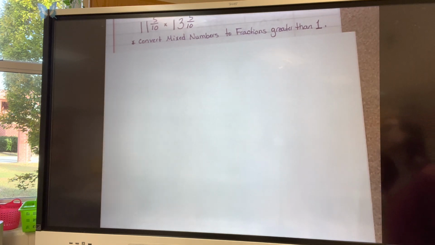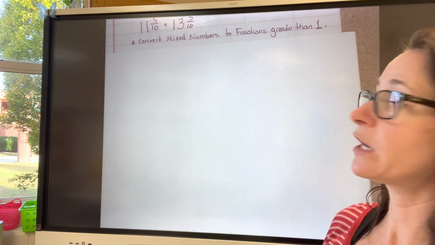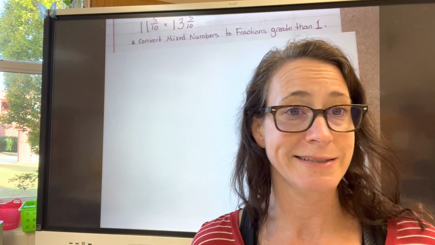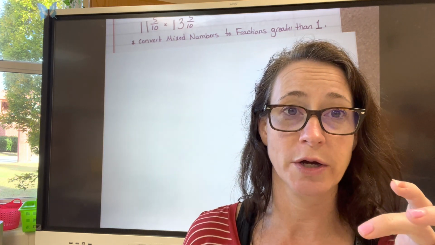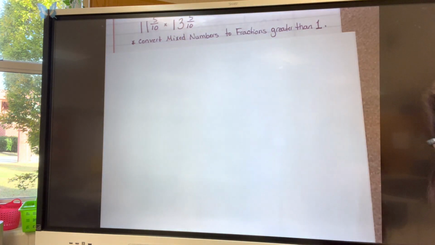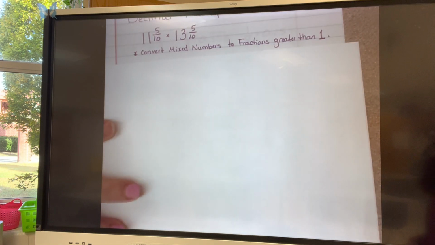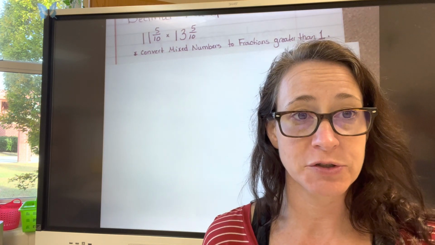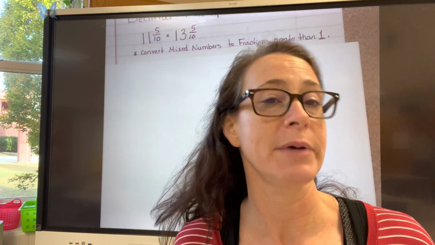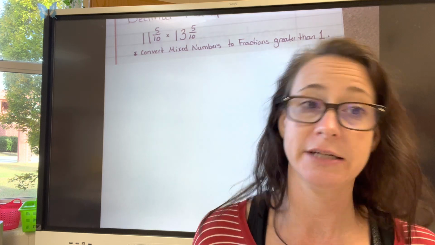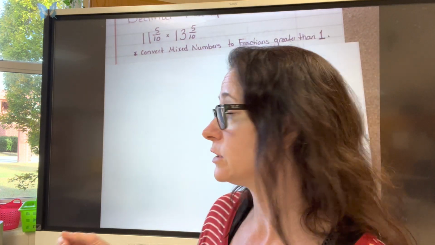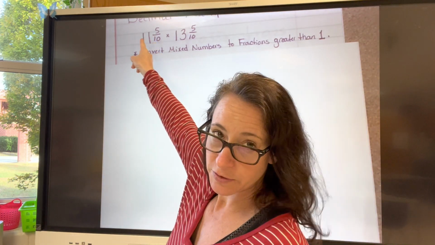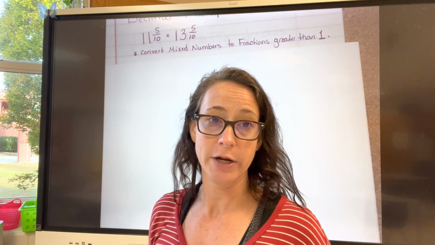Okay, so first, why is this happening? First you're going to convert your mixed numbers to fractions greater than 1. Basically what that means is you're putting the whole number back into the numerator. It's an easy way to do that. Hopefully you learned this in your elementary years: to convert a mixed number into a fraction greater than 1, we call them bobblehead fractions, you take your denominator, multiply it by your whole number, and add your numerator.